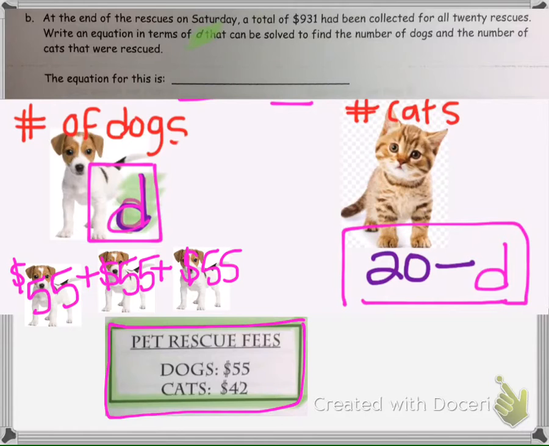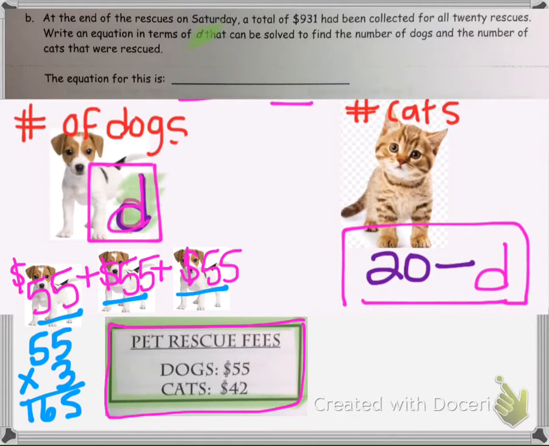So when we add the same number over and over again, that's the same thing as multiplication. So if instead of 55 plus 55 plus 55, we had done 55 times 3 dogs, that would tell us $165 was spent on dog rescues. So if we take 55 and multiply it by the number of dogs, which we don't know, which is D, 55D represents the cost of the dog rescues.